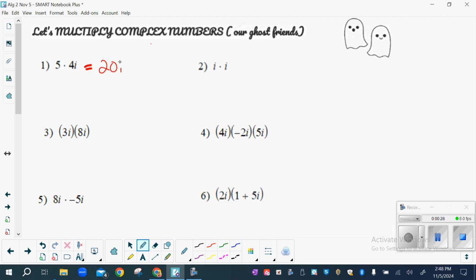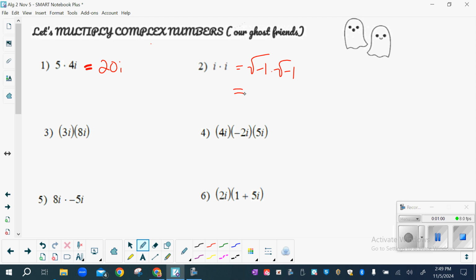How is 20 not negative? No negative sign, so it's not negative 20. The i is equal to the square root of negative 1. We just leave it as i. So what is i squared equal to? What did we say that's equal to yesterday?